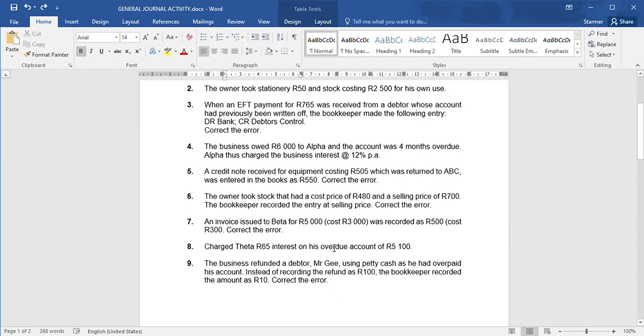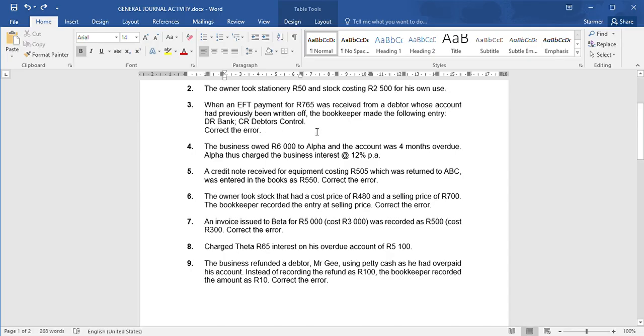Number 3, when an EFT payment for 765 was received from a debtor whose account had previously been written off, the debtor made the following entry. They debited bank and they credited debtor's control. Now there was nothing wrong with debiting bank here because you received money.